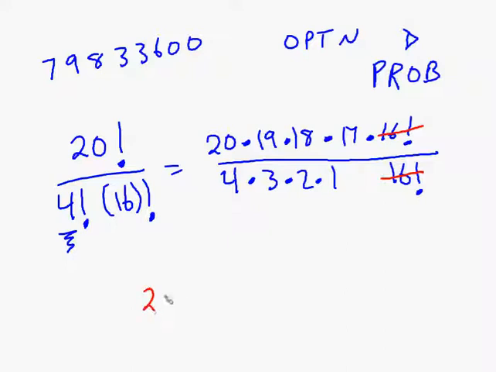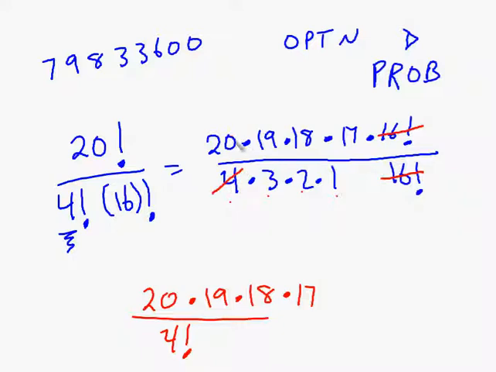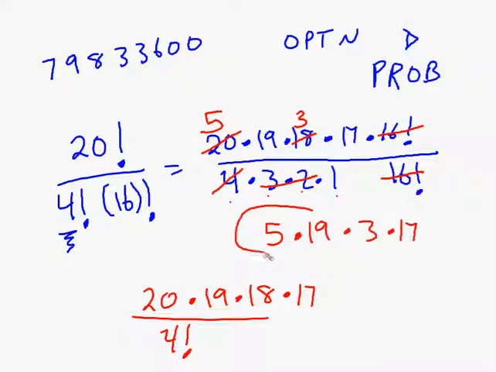Right. Now, I said someone was about to ask, well, can't I just cancel this 4 with that 20? Because that's not 4. What is that? 4 times 3 times 2 times 1, which is why I write it out. So the 4 does cancel with the 20, but I also have a 3 and a 2. That 20 becomes a 5, and the 3 and 2 cancel with 18 and gives me a 3. So our answer here will be 5 times 19 times 3 times 17. Whatever that is.